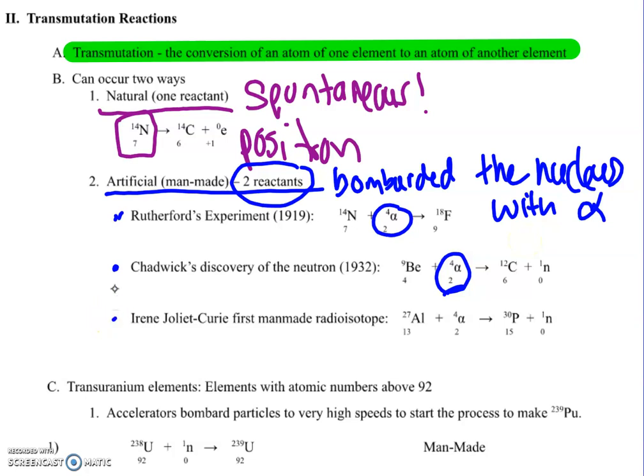And we also have Irene Joliot-Curie, one of Marie Curie's children, who made the first man-made radioisotope. She took aluminum plus an alpha particle and got phosphorus and a neutron. So the important thing here is that there are 2 reactants that we can identify. All the other ones that are natural will only have 1 reactant. So let's take a look at what the transuranium elements are.